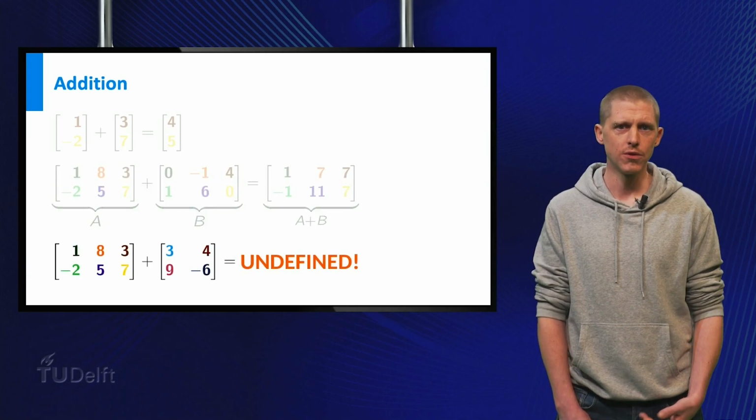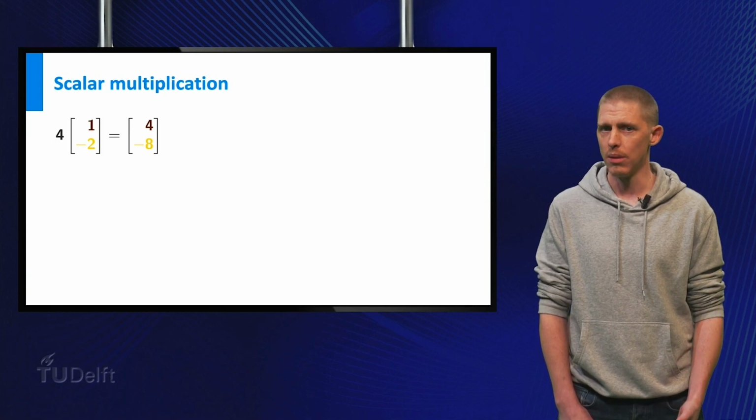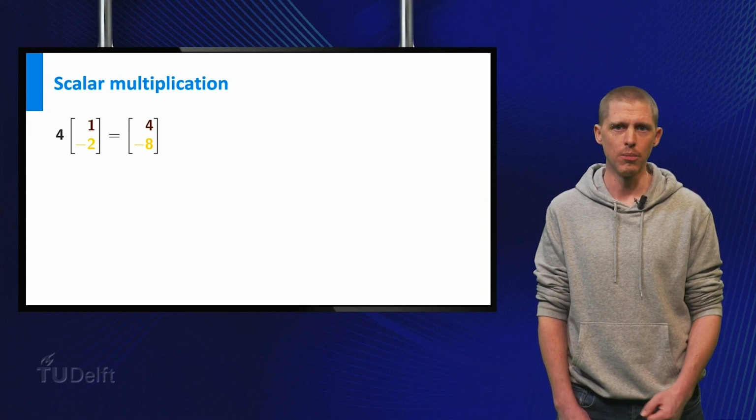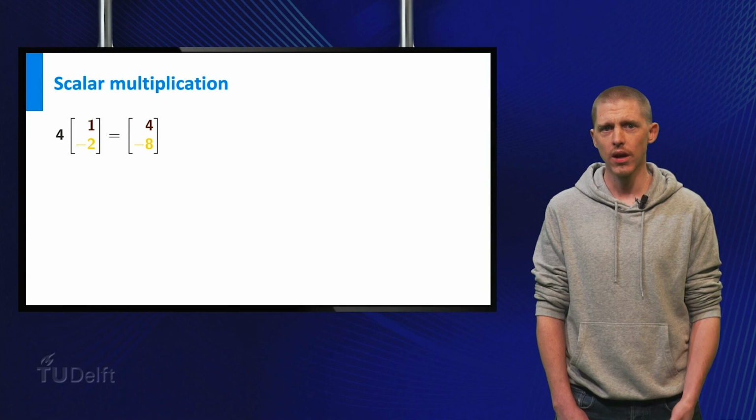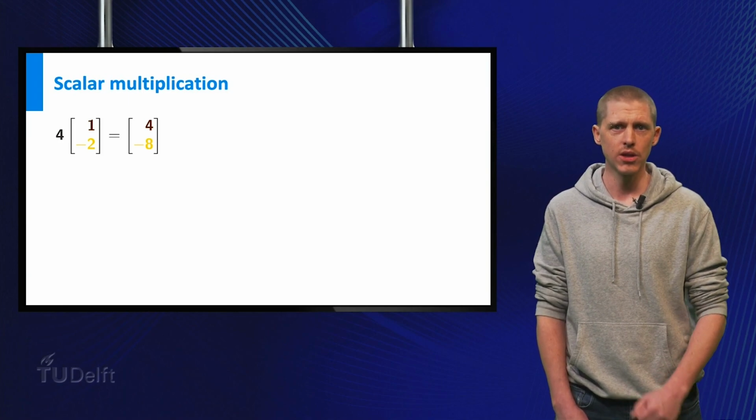Another operation you have seen for vectors is the multiplication of a vector by a scalar. Remember that a scalar is just a single number. The new vector has as components the components of the original vector multiplied by the scalar.